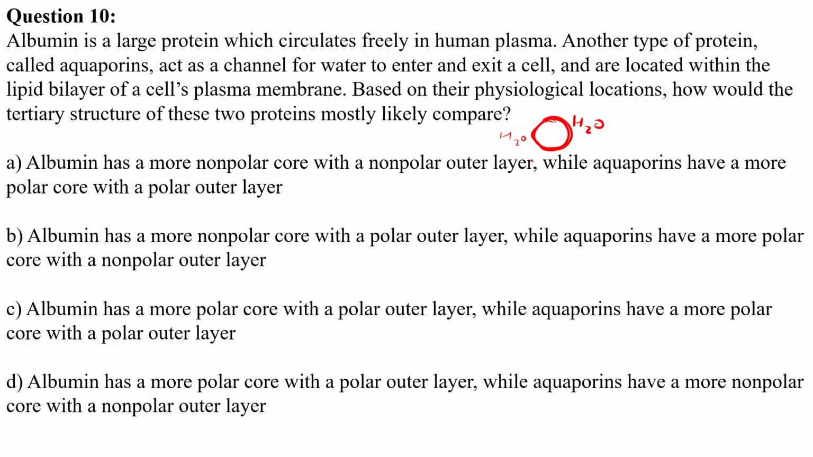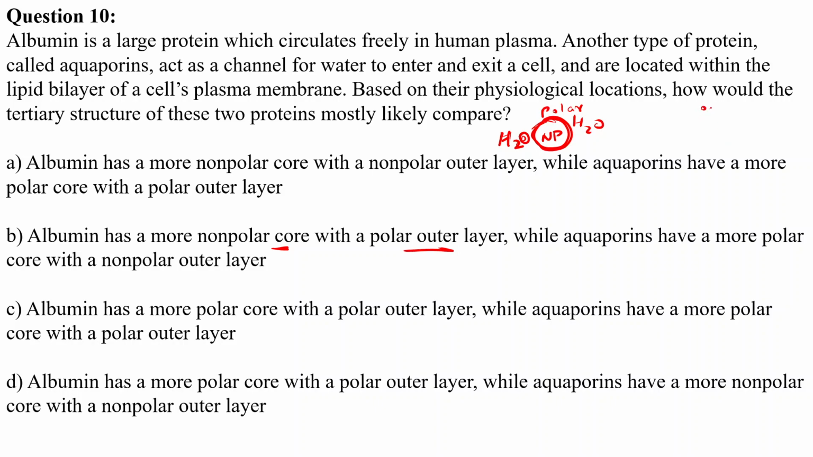Albumin's outer layer should be polar or non-polar if it is in contact with an aqueous environment? If it is in contact with an aqueous environment, the outer layer should be polar, right? And the inner layer should be non-polar because it is away from the aqueous environment. So albumin should have a non-polar core and a polar outer layer. This is fine. Now, let's look at aquaporins.